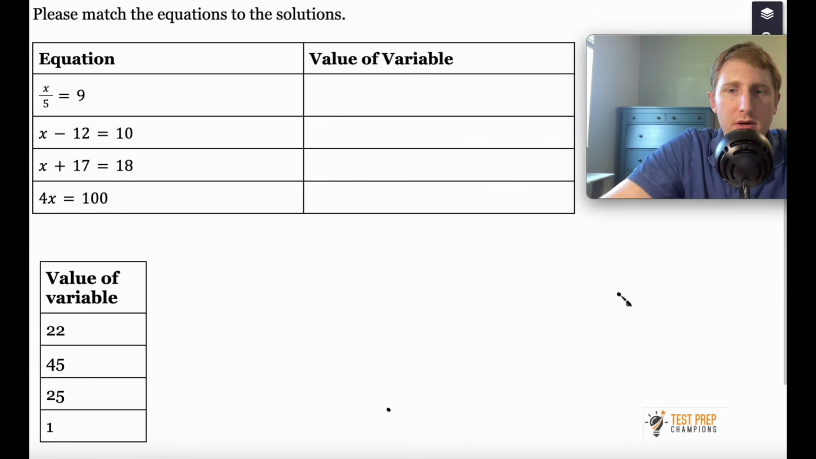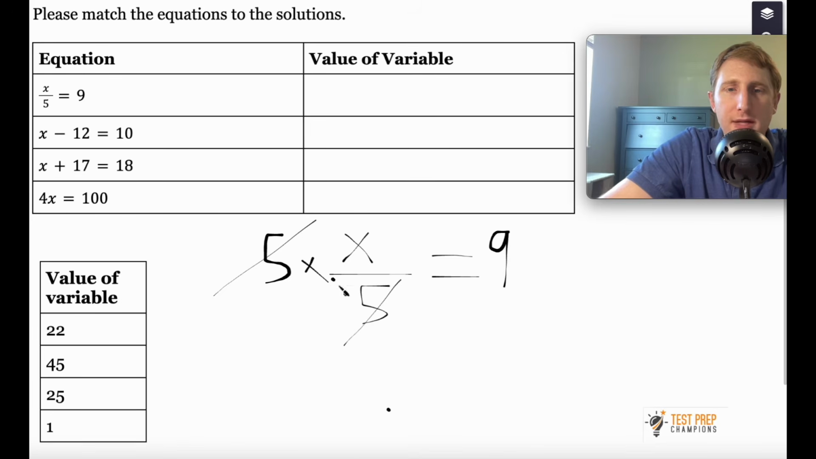Okay, so let's start off here by looking at the first equation, x over 5 equals 9. And the name of the game here is to get the x by itself. So this is x divided by 5. What's the opposite of division? The opposite of division is multiplication. So what I'm going to do is multiply by 5. When I do that, the 5s are going to cancel out, and that's going to leave me with just x over here, which is what I want.